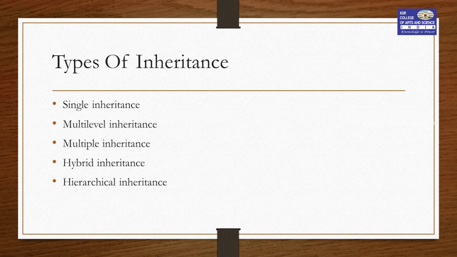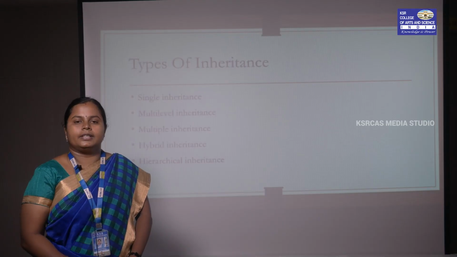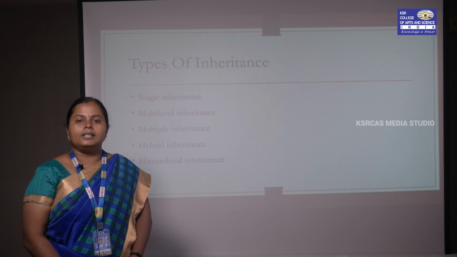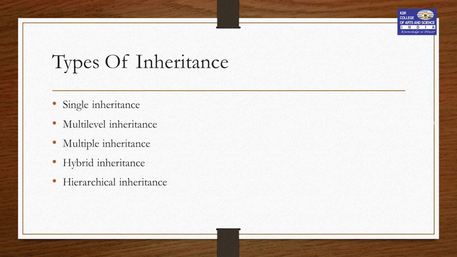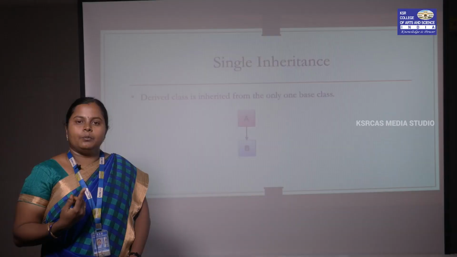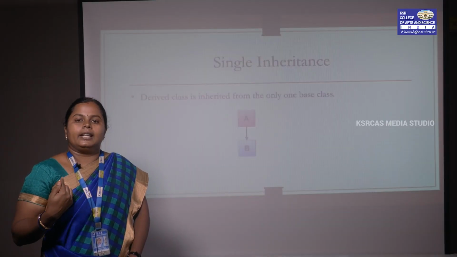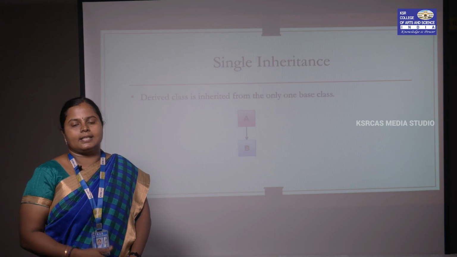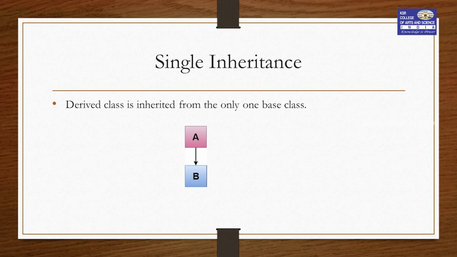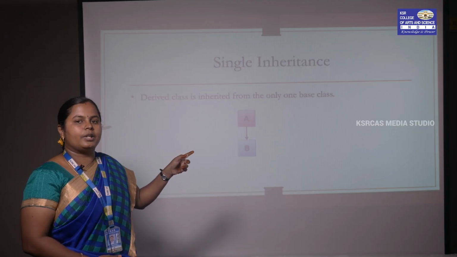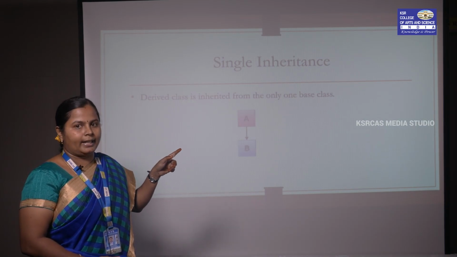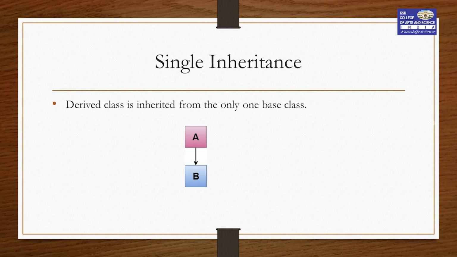Types of inheritance. There are 5 different types of inheritance: single inheritance, multi-level inheritance, multiple inheritance, hierarchical inheritance, and hybrid inheritance. Single inheritance: only one derived class can be inherited from a single base class. In this diagram we can see that B is a derived class which is inherited from a base class A. There is only one base class and only one derived class. It is said to be a single inheritance.